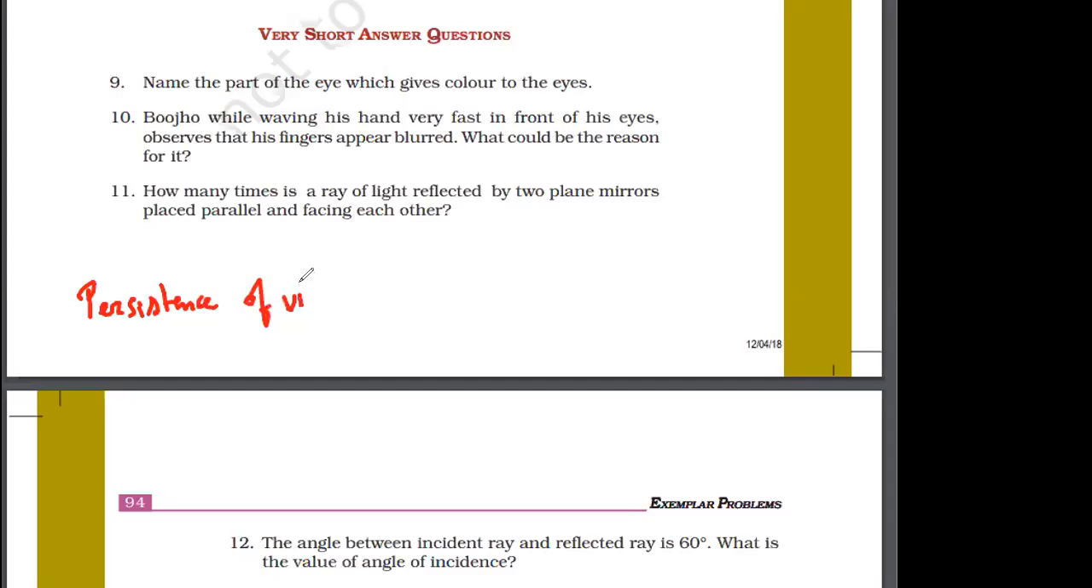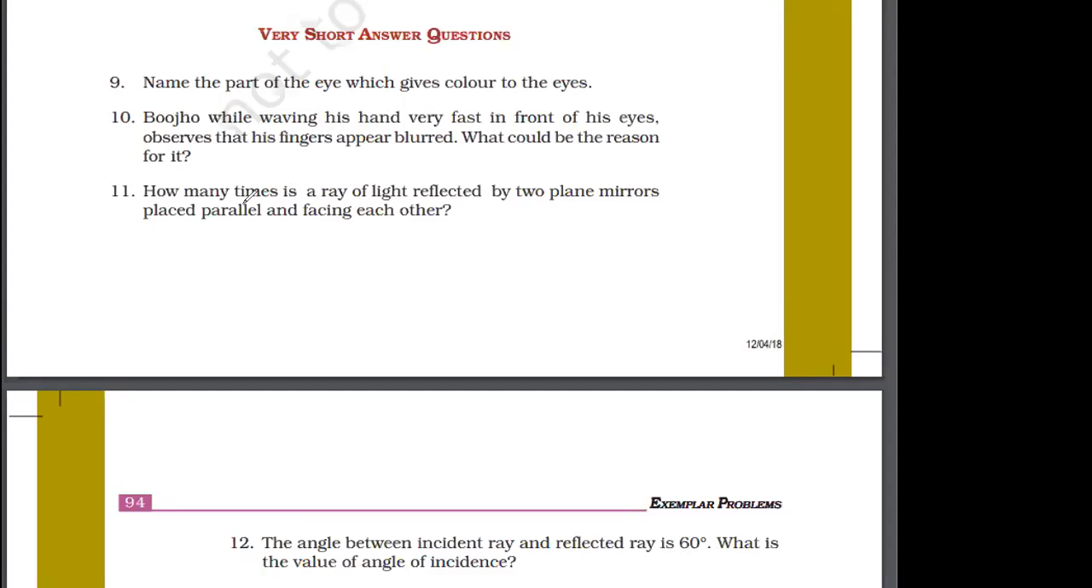In order to see any object clearly, in order to form any image, there should be a fixed minimum time, right? That minimum time is basically 1/16th of a second. If any object is not still, not at rest, for that minimum time, then we cannot see that object clearly. It will be blurred. So that is called persistence of vision. Got it? Right?